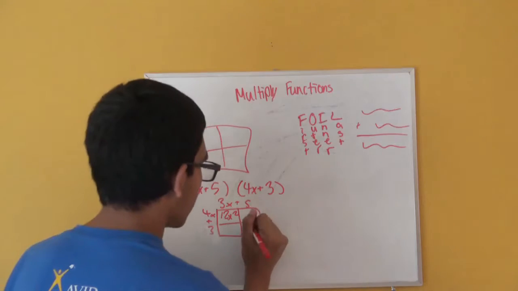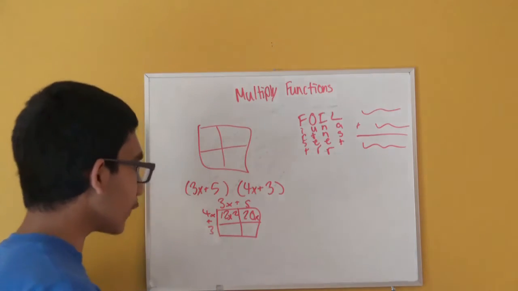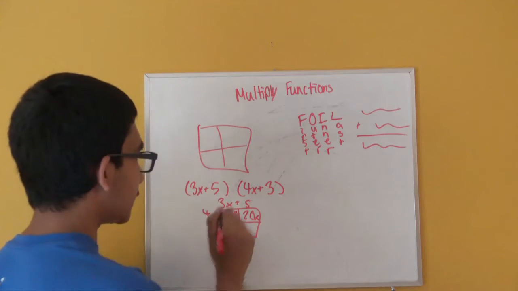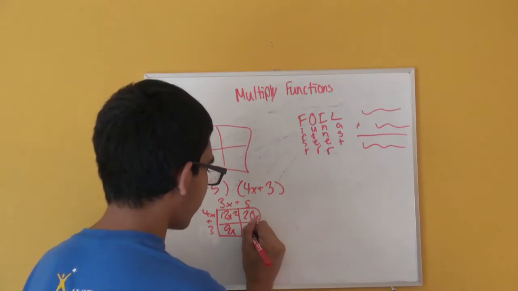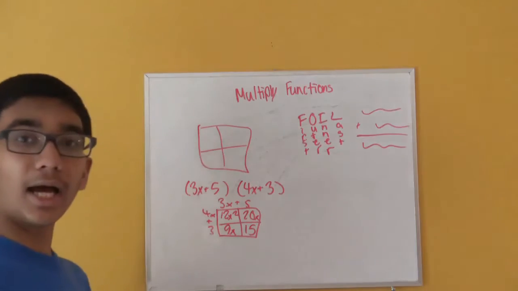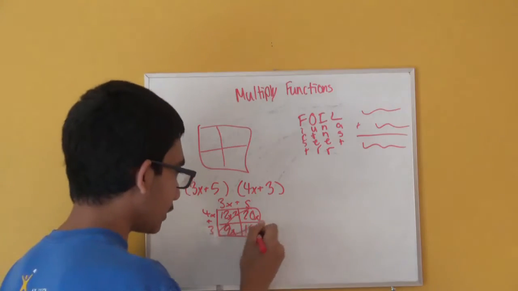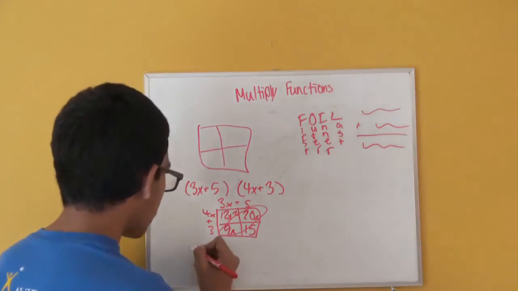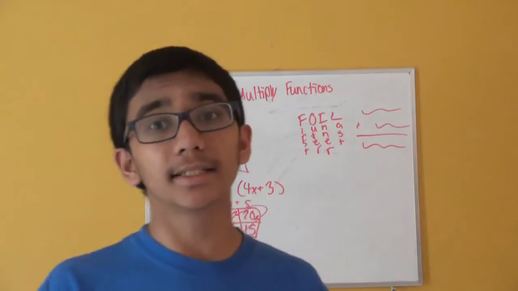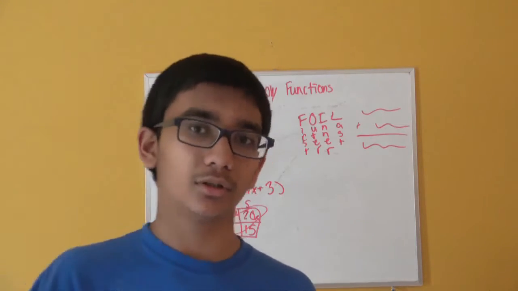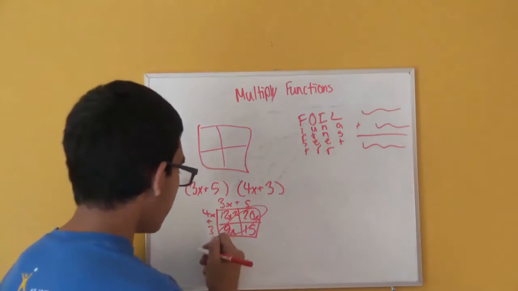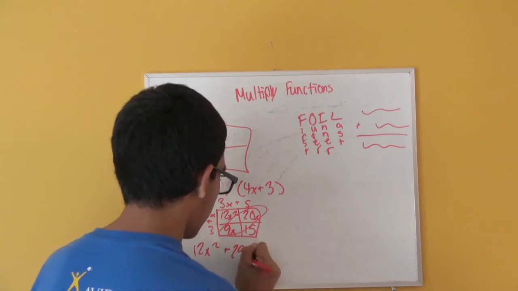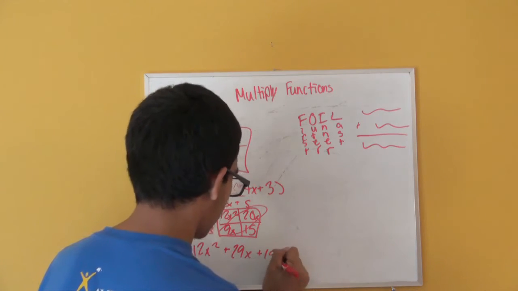4x times 5 is 20x. 3 times 3x is 9x. And 3 times 5 is 15. Now we have to add like terms. 20x plus 9x is 29x. So our final answer, you write it in descending order. So from greatest exponent to lowest exponent will be 12x squared plus 29x plus 15.